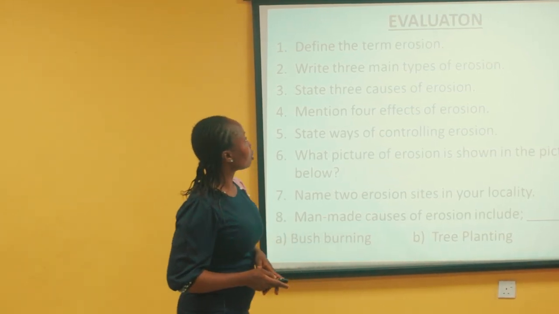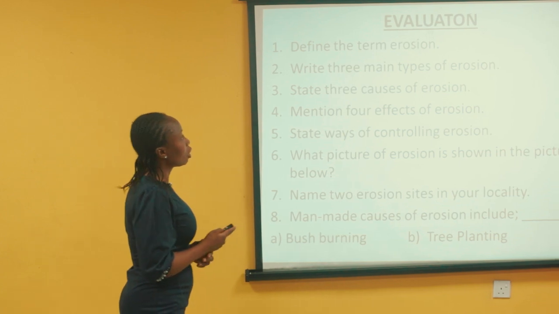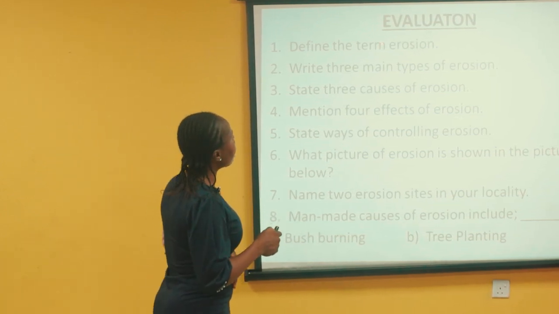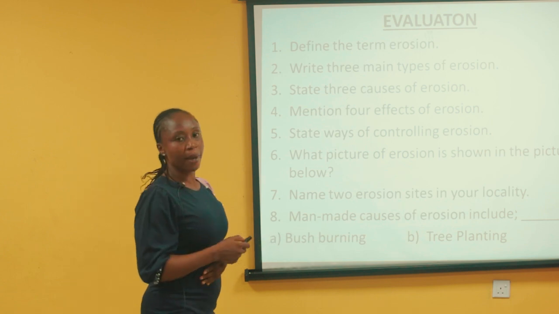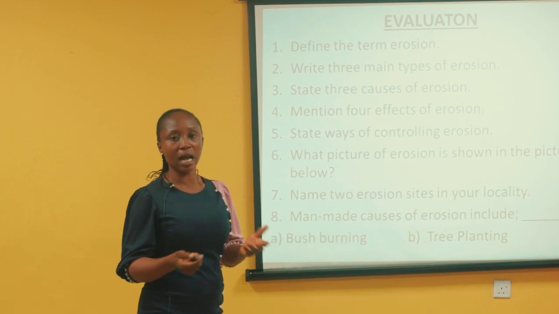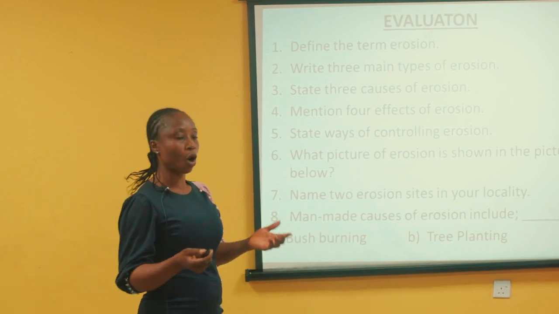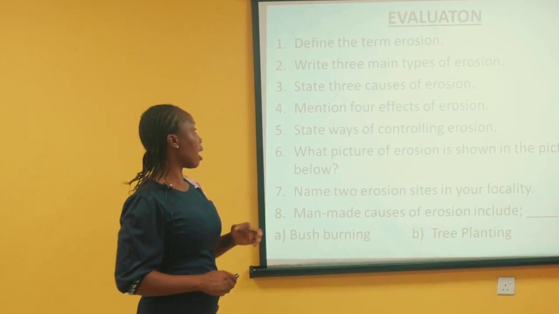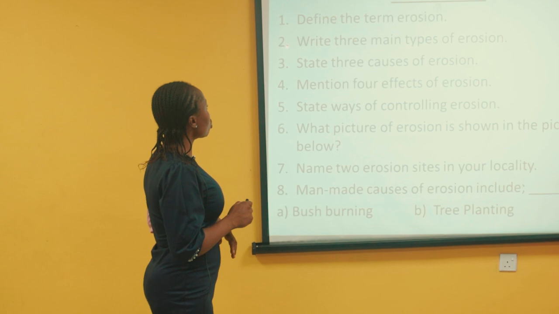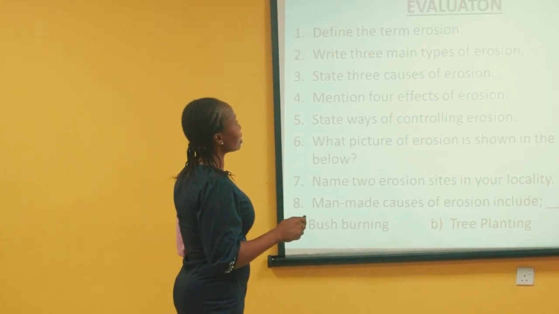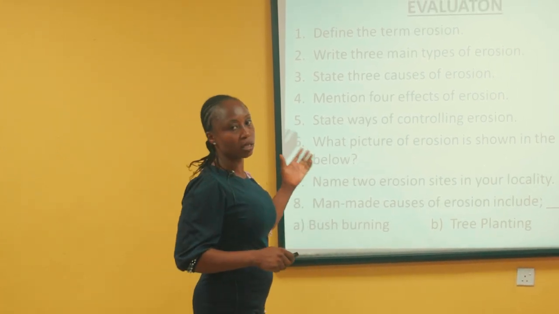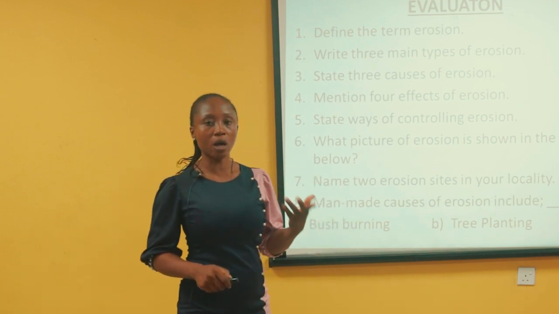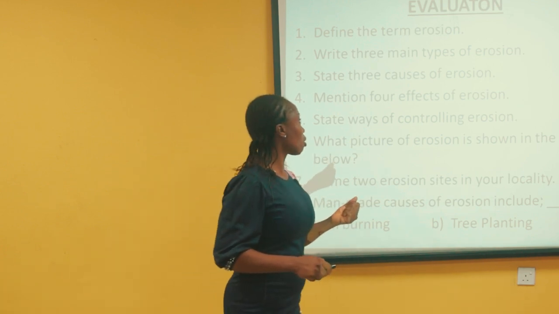Now on the board, we have evaluation. Number 1 evaluation is define the term erosion. Remember we said erosion is a gradual wearing away of the topsoil by wind, water, ice, and animals. Number 2 evaluation. Write 3 main types of erosion. We had 6 on the board. One of them is sheet erosion, gully erosion, and the rest of them.